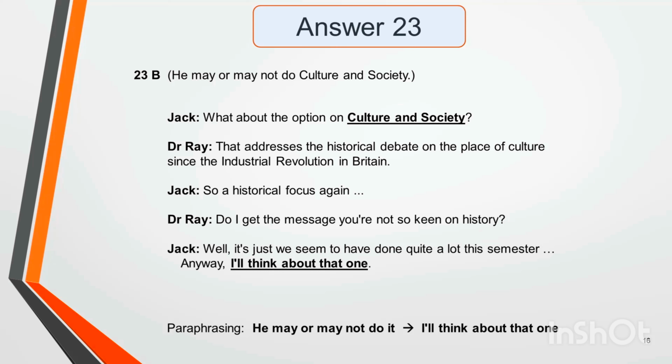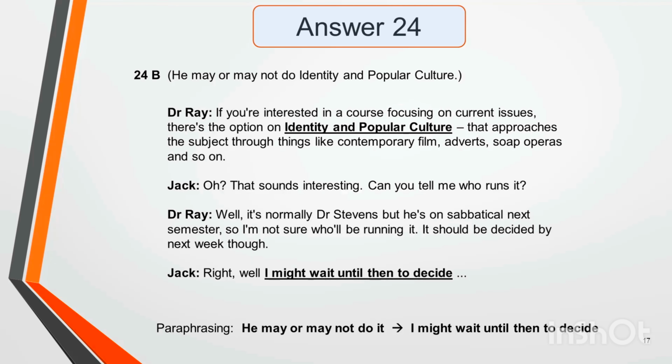This is how the answer has been paraphrased. For he may or may not do it, Jack says, I'll think about that one. Answer 24 is also B. He may or may not do identity and popular culture.